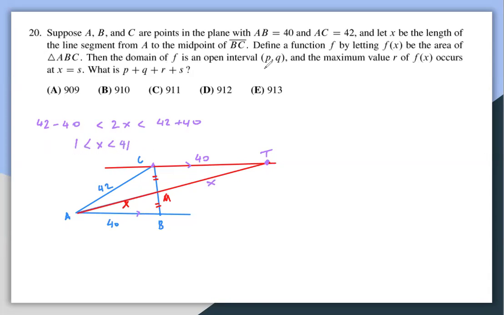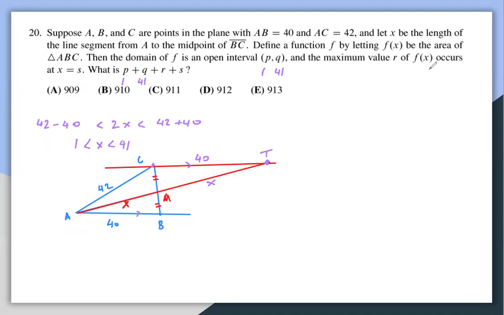So we are actually done with these two. Okay, so p is the smallest x value, because the function should be written in terms of x. So the least number for x is 1, and the largest is 41. Okay, so we got that. And this is 1, and this is 41.